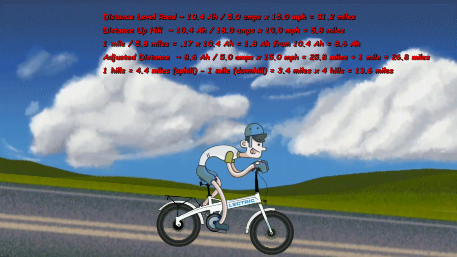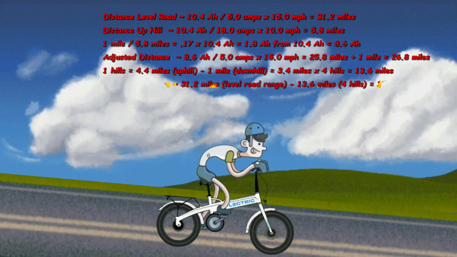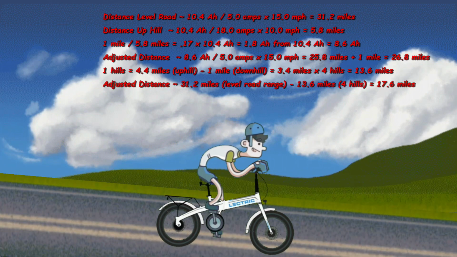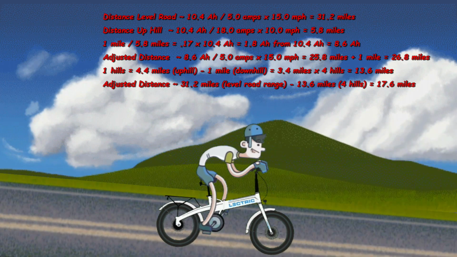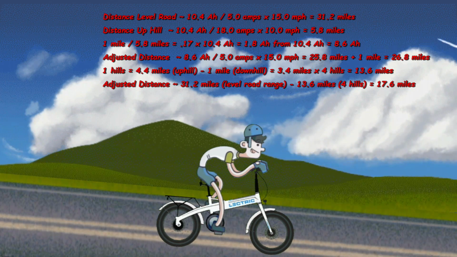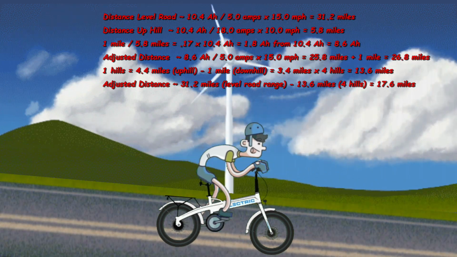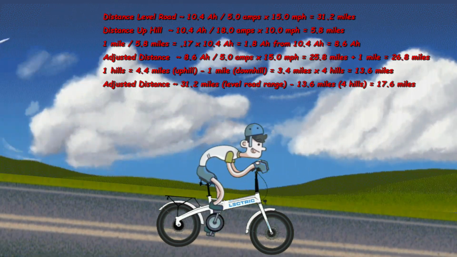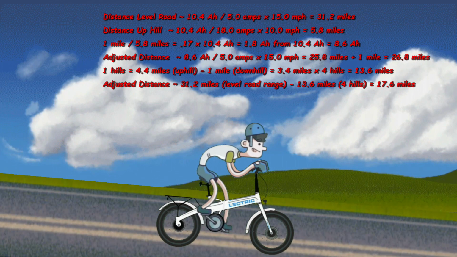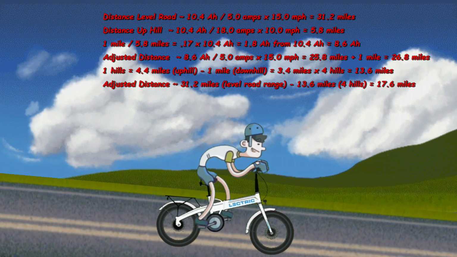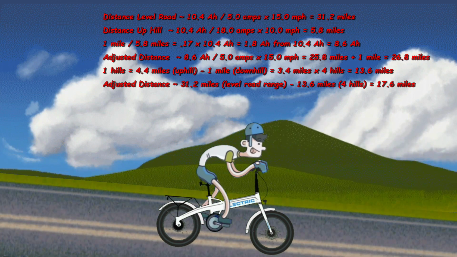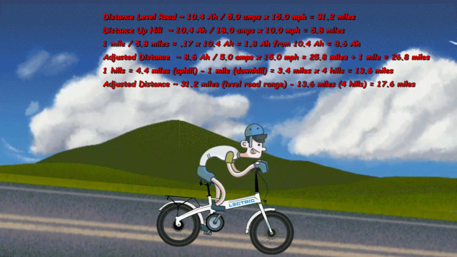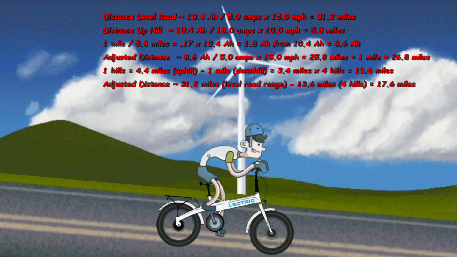There are 4 1-mile hills along this route. In going up these 4 hills, we lost 17.6 miles of the original level road, and yes, for each uphill, there's usually a downhill, and that would equate to 4 miles of downhill. Assuming the e-bike is coasting down the back side of these hills, that would be a gain of 4 miles. So, out of the original 31.2 miles, 17.6 miles were lost, and 4 miles were gained, which now gives us a total distance of 17.6 miles.